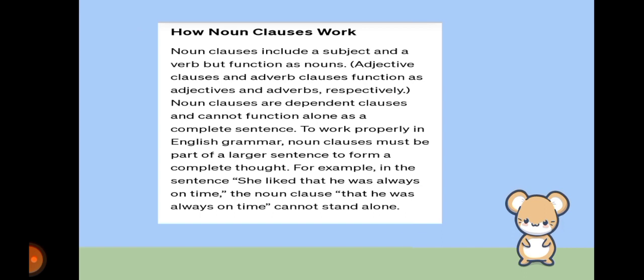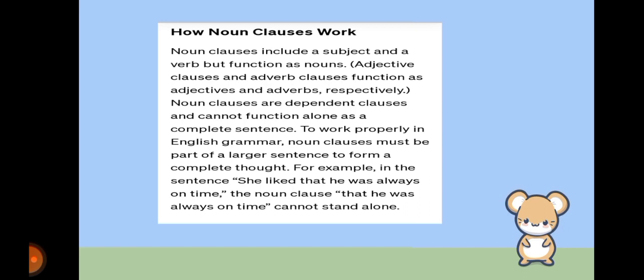How do noun clauses work? Noun clauses include a subject and verb but function as nouns. Adjective clauses and adverb clauses function as adjectives and adverbs, respectively. Noun clauses are dependent clauses and cannot function alone as a complete sentence. To work properly in English grammar, a noun clause must be part of a larger sentence to form a complete thought.